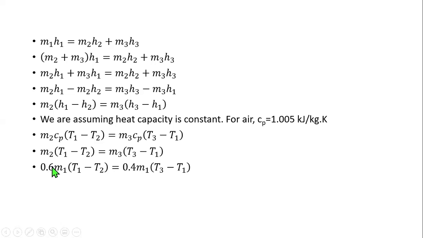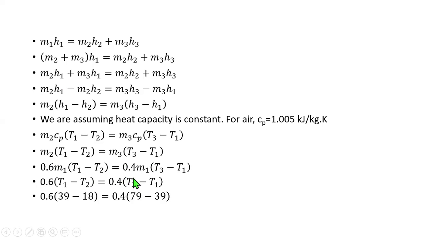Okay, so we said M2 was 0.6 M1, and then M3 was 0.4 M1. So I can put them into the expression, and then the M1 terms can cancel out. So I'll be left with this stream, T3, which is the temperature of the hot stream, and then T1, which is once again the inlet temperature.